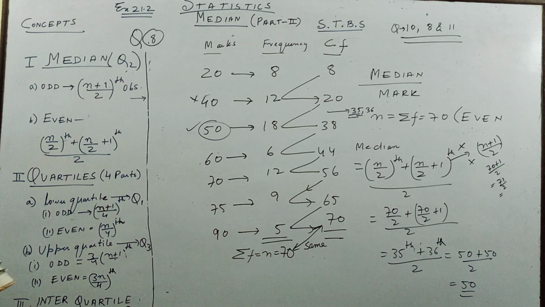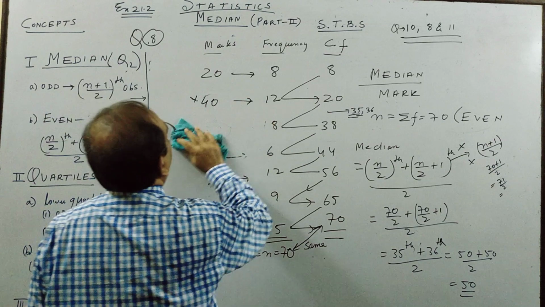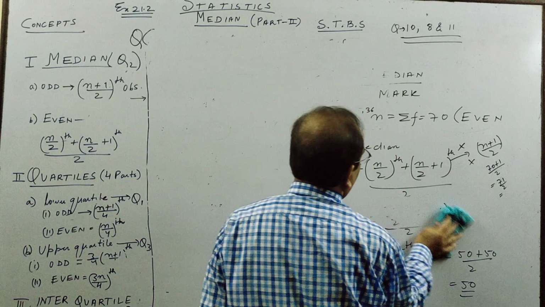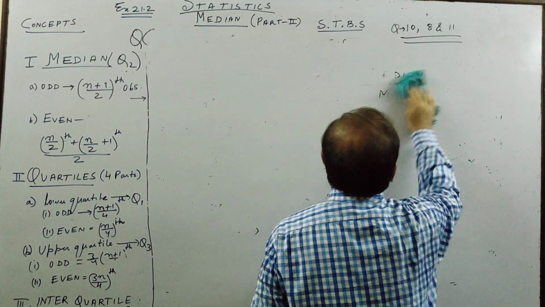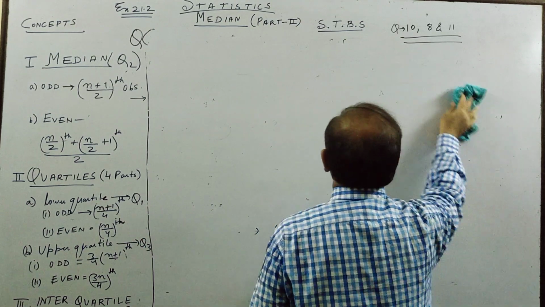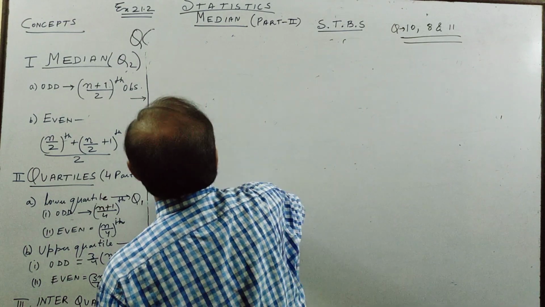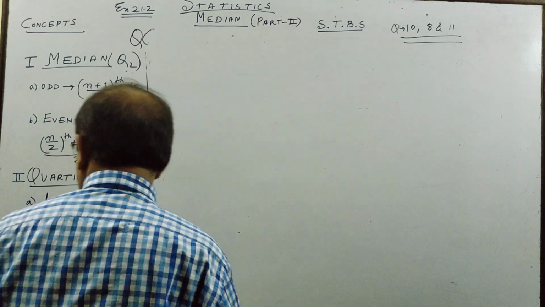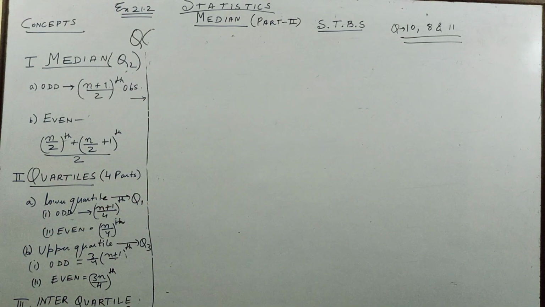We do number 11 in a very similar way to build our concept. Please pause and copy, and we start number 11. So the last sum for today's session is number 11. Remember children, cumulative frequency means median. You have to put the things in ascending order and then see.